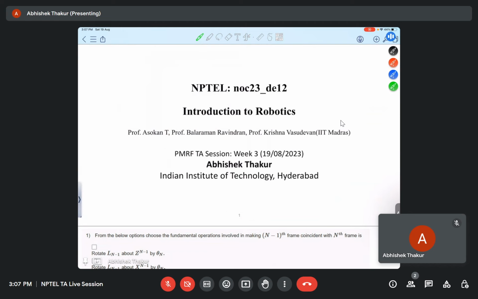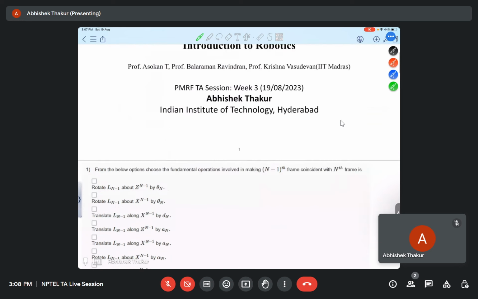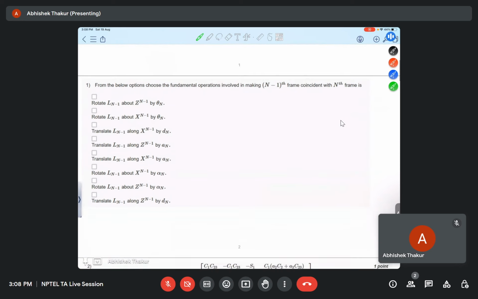We will solve many questions based on the week 3. Whatever was taught in week 3, we'll solve according to that. So we'll start with the first question. The question says that from the below options, choose the fundamental operation involved in making n minus one frame coincident with nth frame.